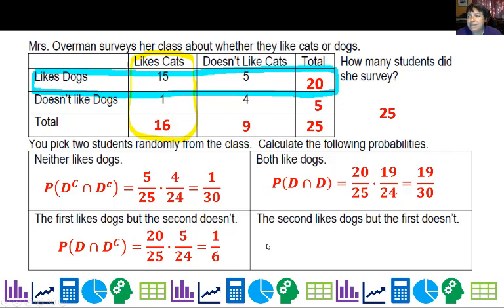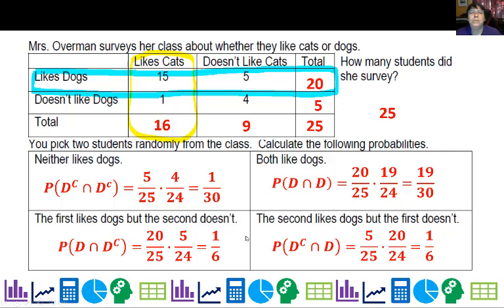The probability the second likes dogs, but the first doesn't, is, so the first doesn't like dogs, that's 5 out of 25, like what I was trying to tell you here, right? But it changed. Now, instead of 20 out of 25, it's 20 out of 24. So you can see how these are very similar. And the only thing that's really changing is that 24 on bottom.